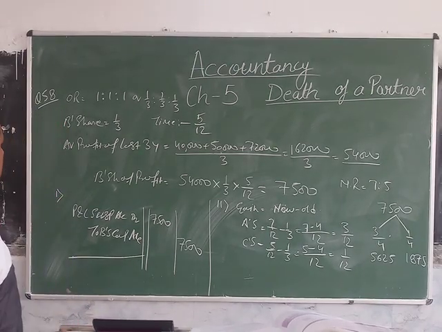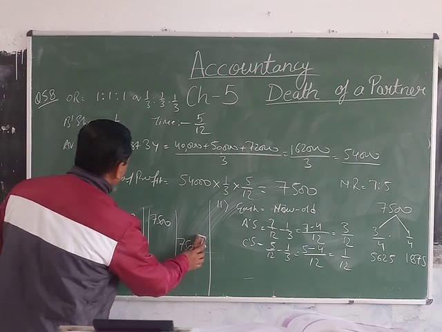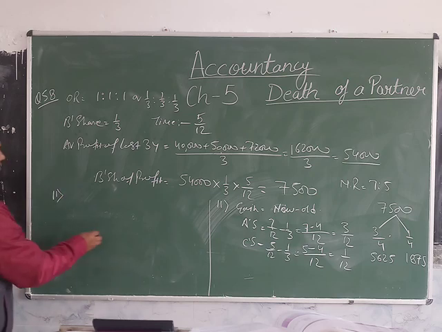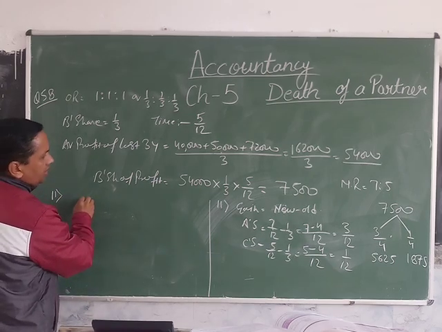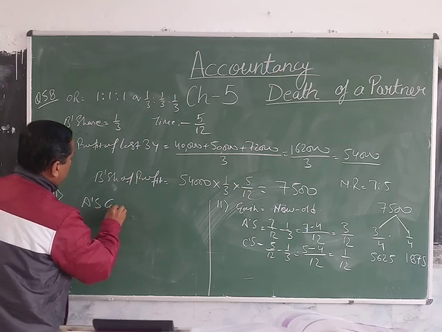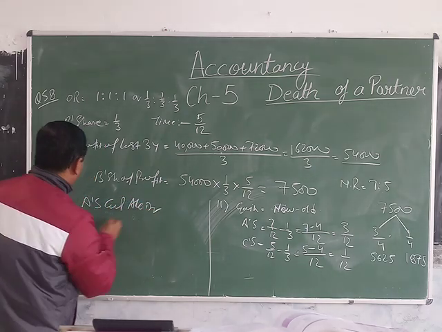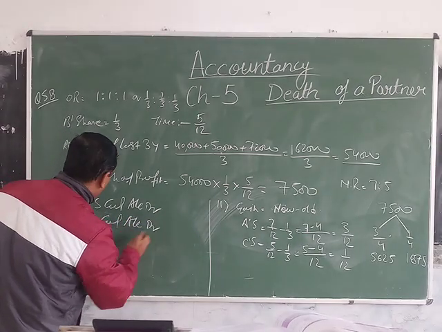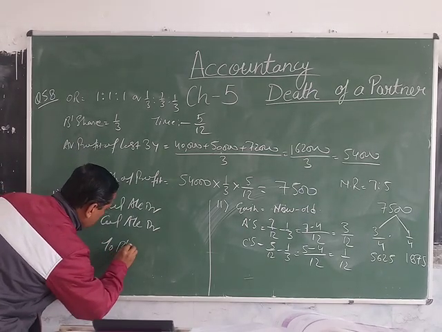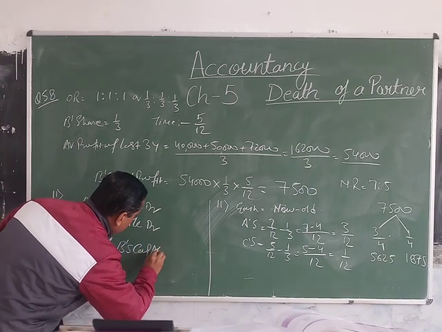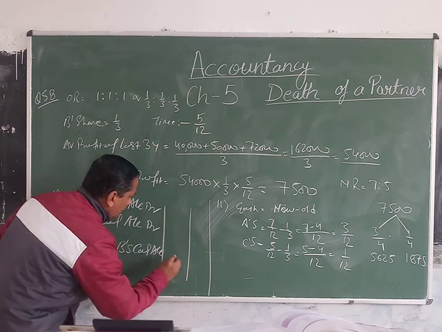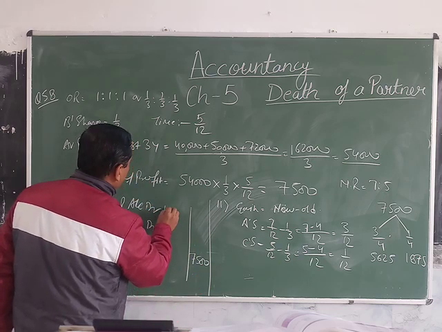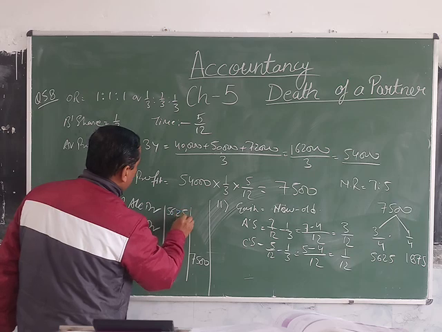So the journal entry in the second case is: A's Capital Account debiting, C's Capital Account debiting, to B's Capital Account. So B gets the profit of 7,500 and the old partners sacrifice it by 5,625 and 1,875.